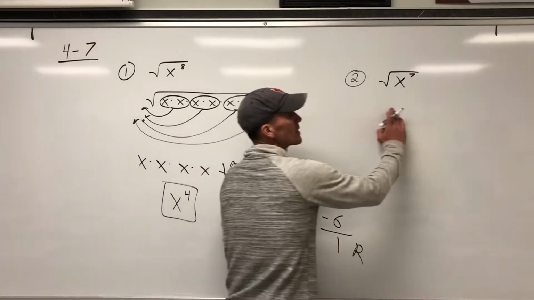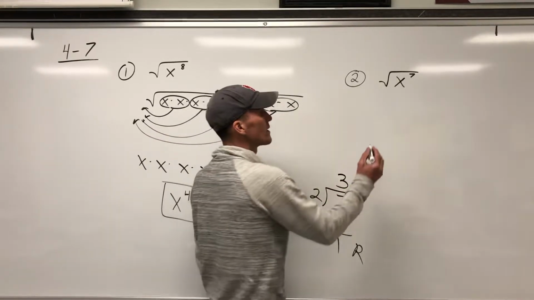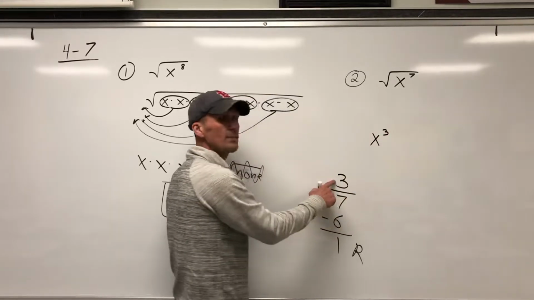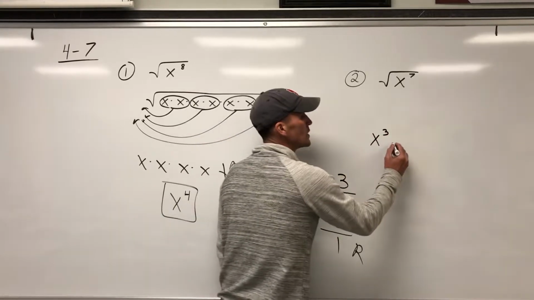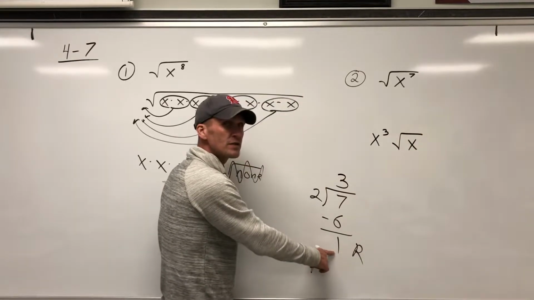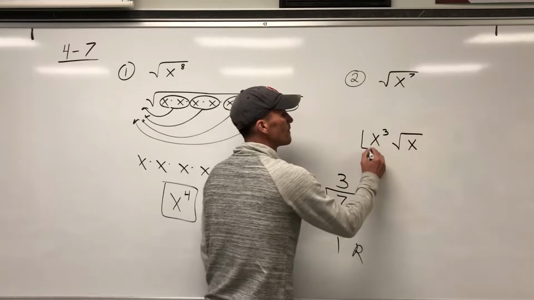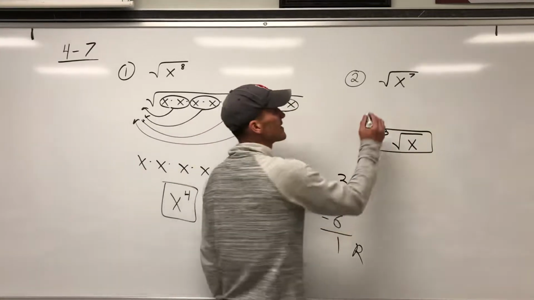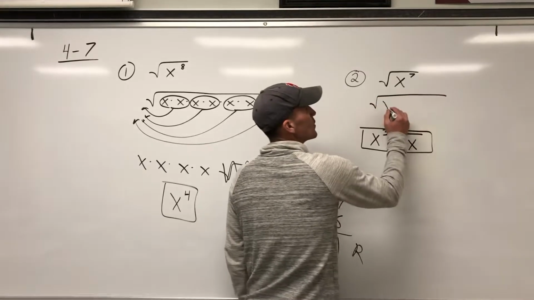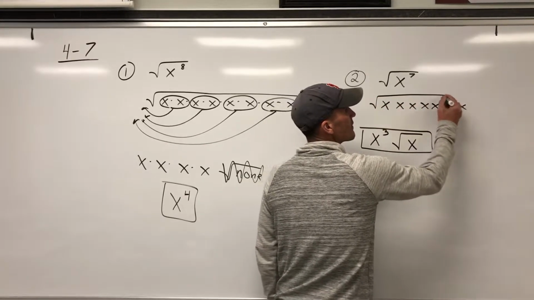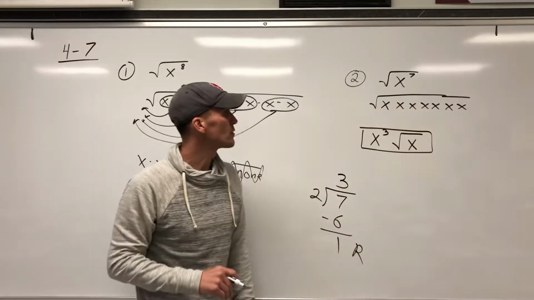So I'm going to leave a little bit of space to prove the work to you there. But I think I should have x to the 3rd, because 3 come out, square root symbol, x to the 1st, because there's 1 remainder. Now, let's see if that way does work. Well, I could write all 7 of them. So 1, 2, 3, 4, 5, 6, 7. So there's 7 x's being multiplied together.